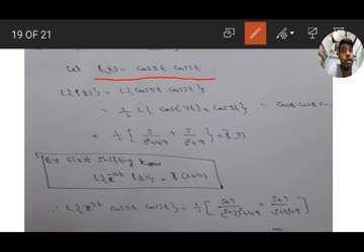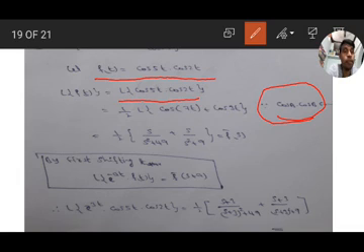For L of cos 5t into cos 2t, we don't have a direct formula, so we need to simplify it by using the formula for cos a cos b. Cos a cos b is 1 by 2 of cos of a plus b plus cos of a minus b. So a equal to 5t, b equal to 2t. So we get 1 by 2 of cos 7t plus cos 3t.